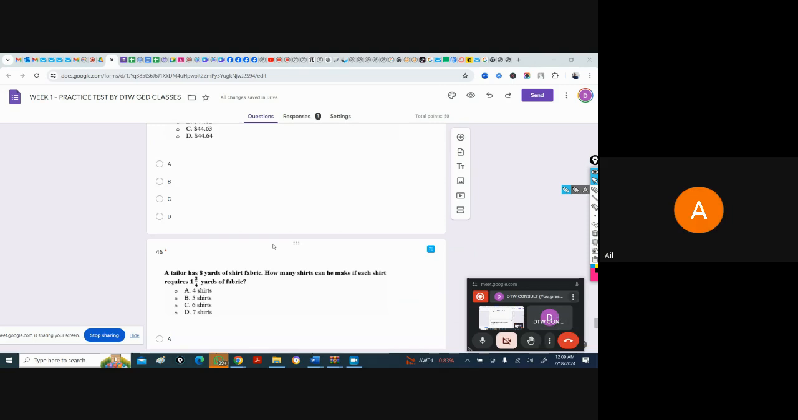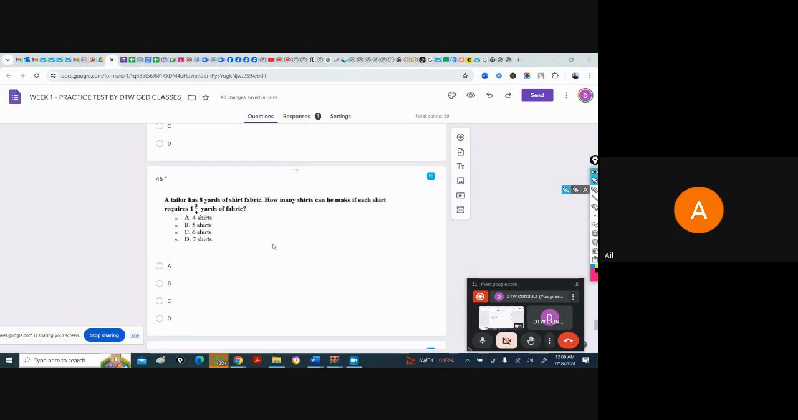I need to know, when they give you a word problem and at the end they say how many, whether you're supposed to multiply, divide, or add. Look at it. It says a tailor has 8 yards of shirt fabric. How many shirts can he make if each shirt requires this many yards? How many shirts can he make?